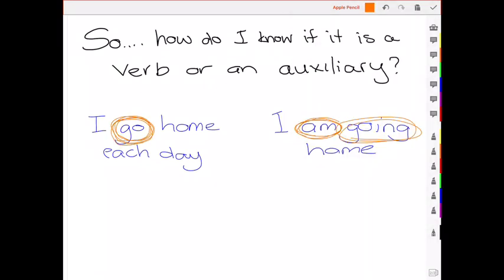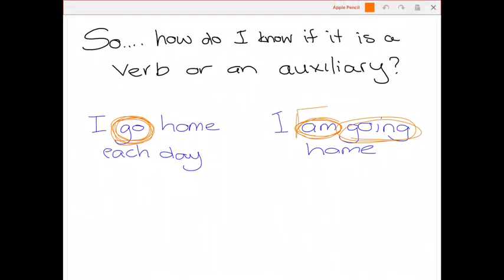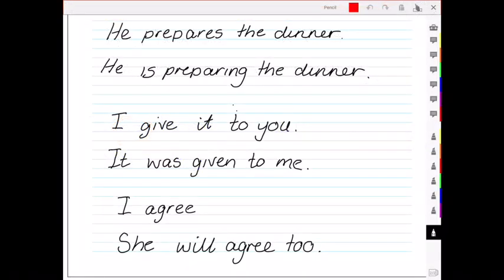So if we were to code the verbs in these sentences, in the first sentence, go would simply be verb. And in the second sentence, going would be the verb and am would be the auxiliary. So when I classify these, I would write going as the main verb. I would actually just write a V next to it, and I would write AUX or auxiliary next to the auxiliary verb. So let's have a look at these examples.